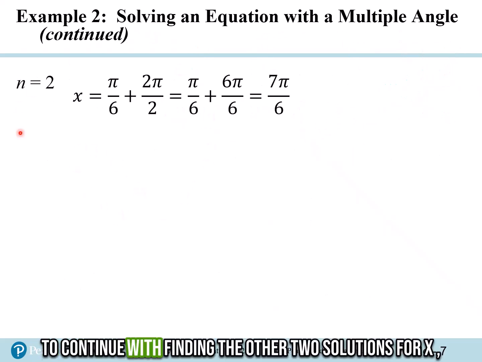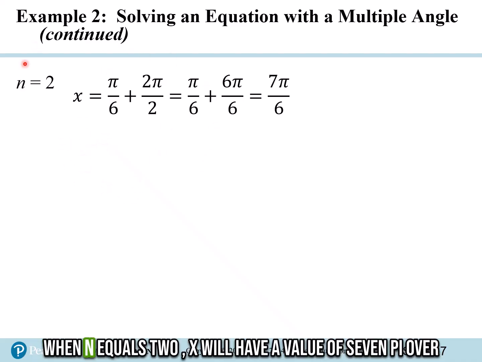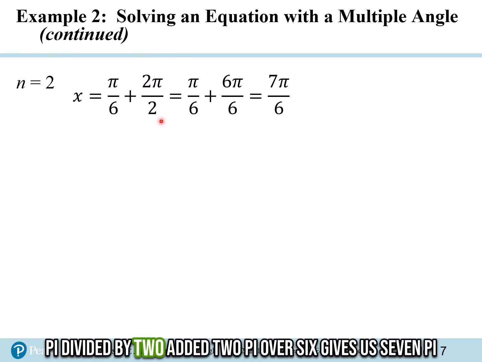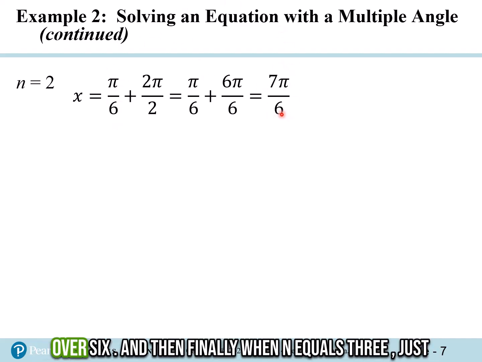To continue with finding the other two solutions for x, when n equals 2, x will have a value of 7 pi over 6. We solve for x by plugging in 2 for n, so it's 2 pi divided by 2 added to 2 pi over 6, which gives us 7 pi over 6.